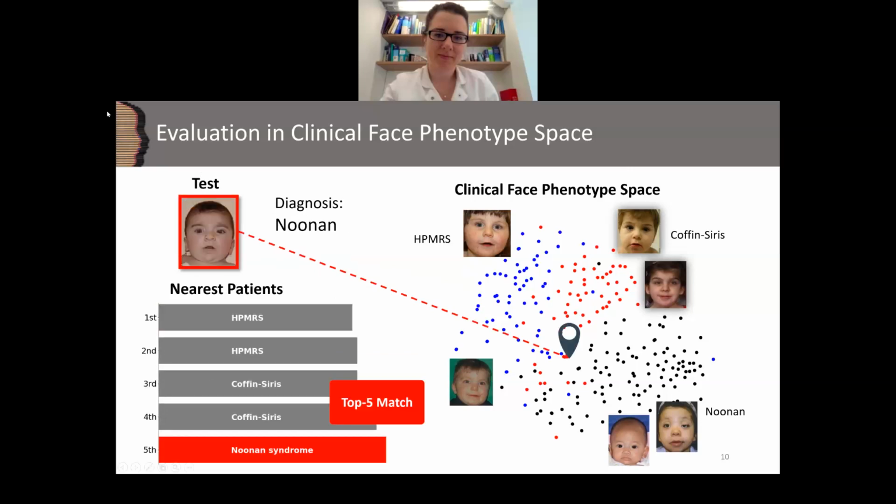Today, if there is another patient with Noonan syndrome as the disorder, we also test this patient and put this patient into the space. Then we find that another Noonan patient in the space is in the 5th position. Then we call it a top 5 match. This kind of evaluation also applies to top 10 or top 30 matches. We evaluate what percentage of the patients can reach a top 1, top 5, or top 10 match, and evaluate the performance in this way.